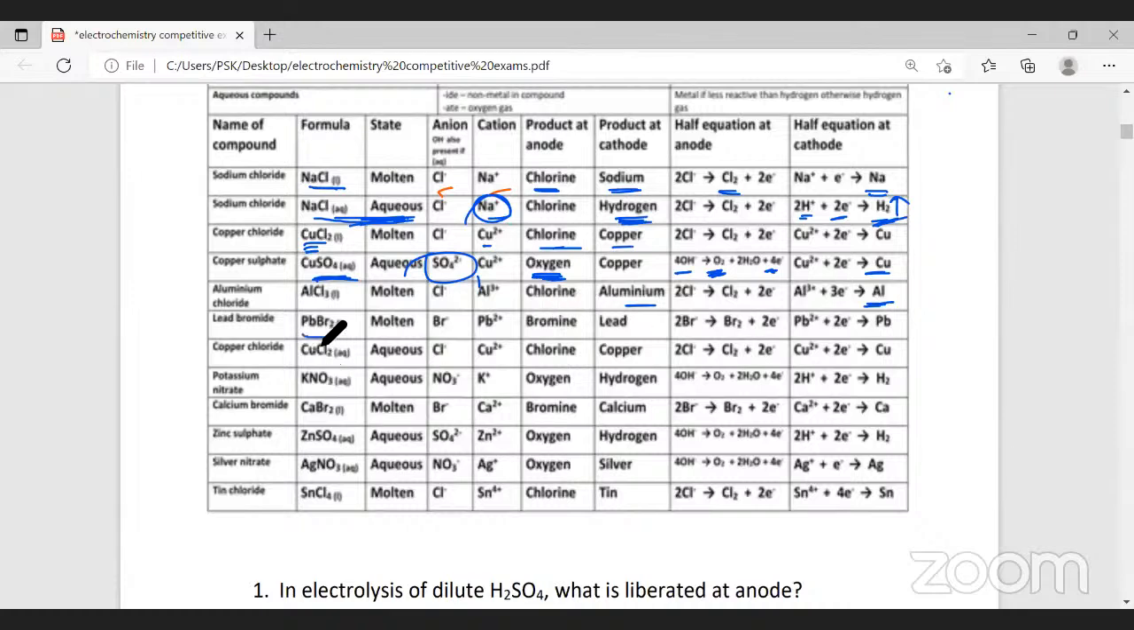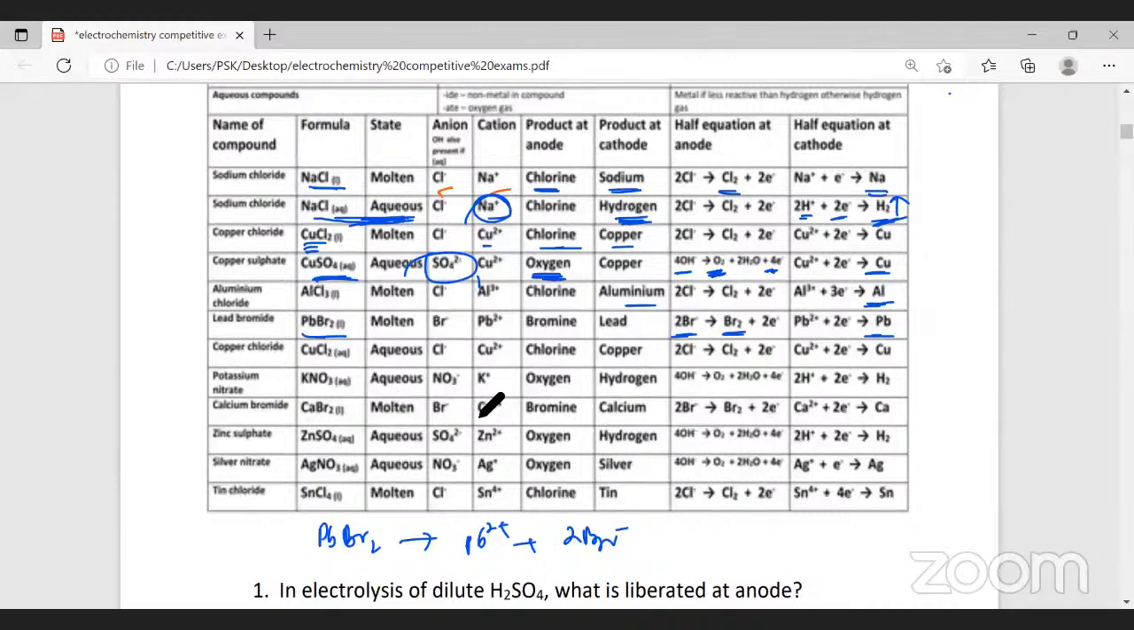So if I take lead bromide, molten state, bromine gas at what? Anode, and lead will get deposited at what? Cathode. Are you able to understand what I'm telling? Now, lead bromide will dissociate to form Pb2 plus and 2 Br minus. So this Pb2 plus will move towards cathode, Br minus will move towards anode. At anode, oxidation will take place. At cathode, what? Reduction will take place. The simple reaction is written here.